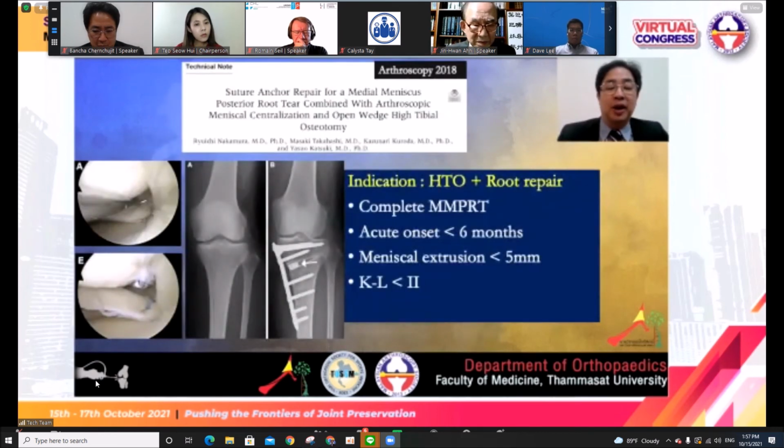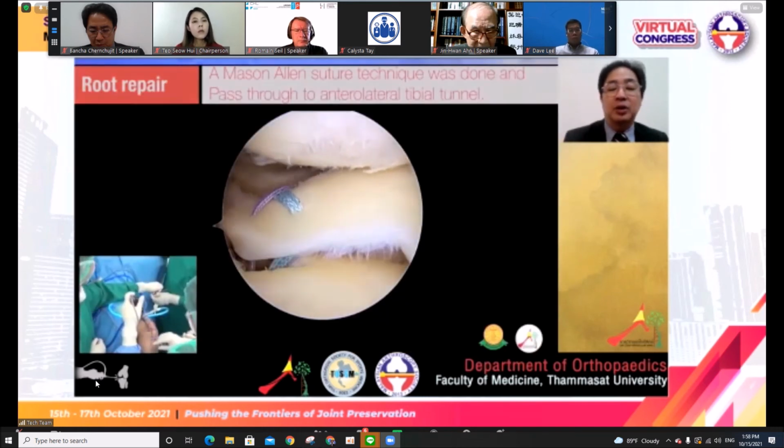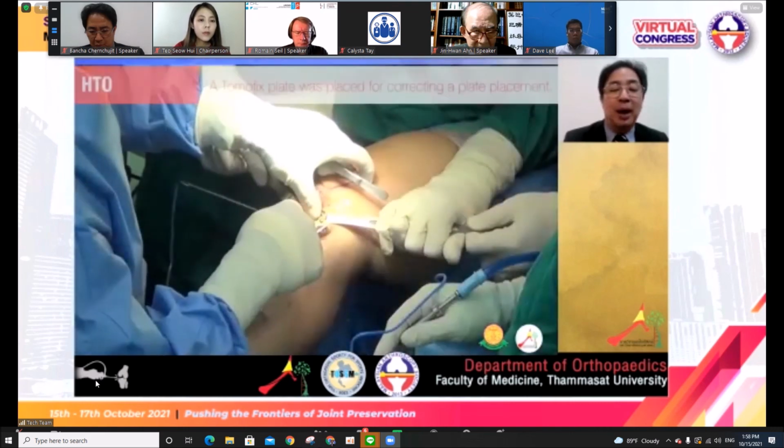The indication for HTO plus root repair includes acute onset of root tear less than 6 months, with extrusion less than 5 millimeters, and KL less than 2. A 50-year-old lady had progressive right knee pain for 6 months after squatting. MRI shows meniscus extrusion with subchondral marrow edema, the Krebs sign positive and the goat sign positive. First, I do arthroscopic meniscus root repair with Mason Allen fashion, followed by HTO.